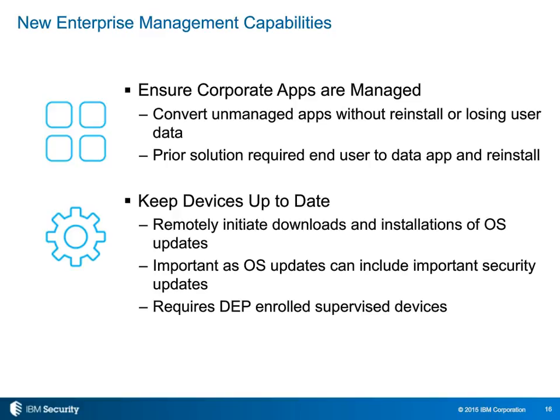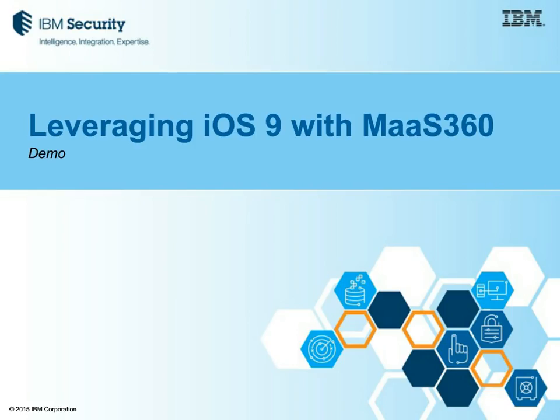Okay, so with that poll question wrapped up here, we are on to leveraging iOS 9 with MAS 360. All right, so we kind of talked about a lot of the new and great features and benefits of iOS 9, and so now we'd like to give you an example of how those might work with an MDM solution, and of course in this case MAS 360. So let's go ahead and jump into a demo here. We'll switch over to our browser and go ahead and get logged into MAS 360.